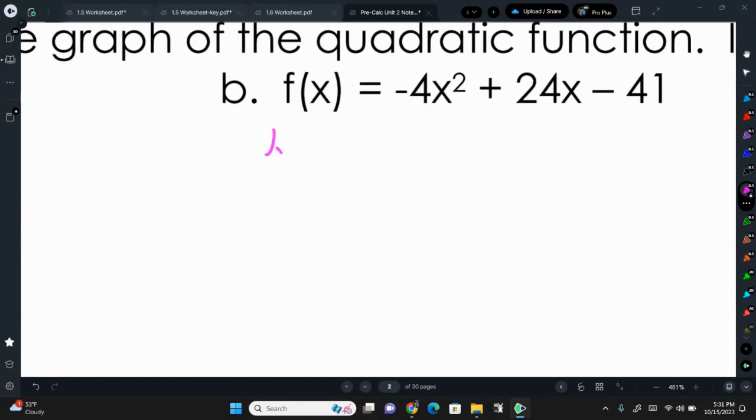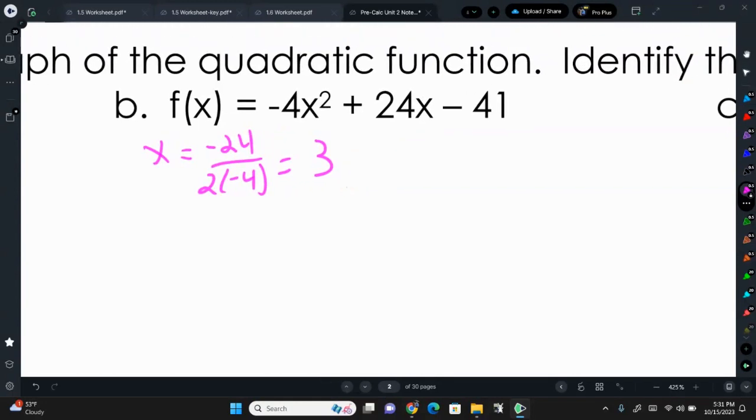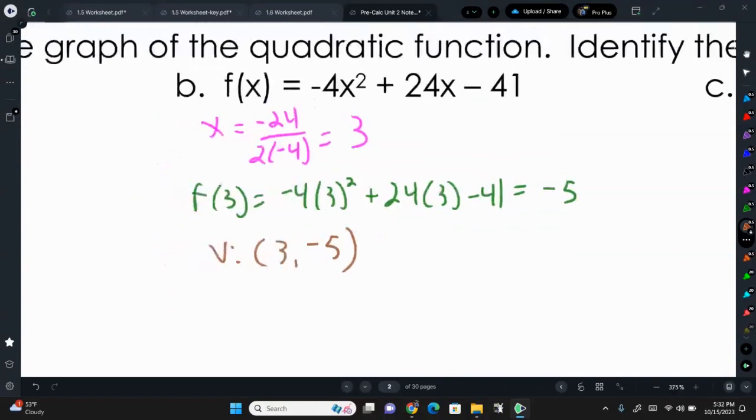So x equals negative b over 2 times a, and that gives us positive 3 for the x coordinate of the vertex. So now when we substitute that back in, f of 3 is equal to negative 4 times 3 squared plus 24 times 3 minus 41, and that gives us negative 5. So our vertex is (3, negative 5). Now let's do the x-intercepts.